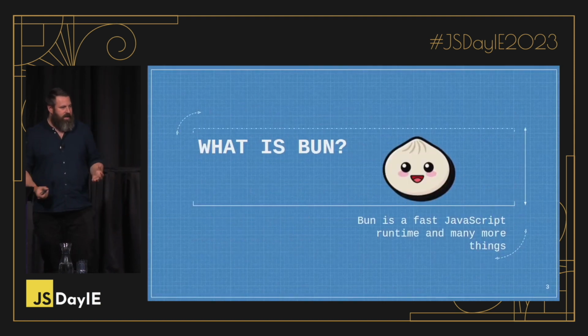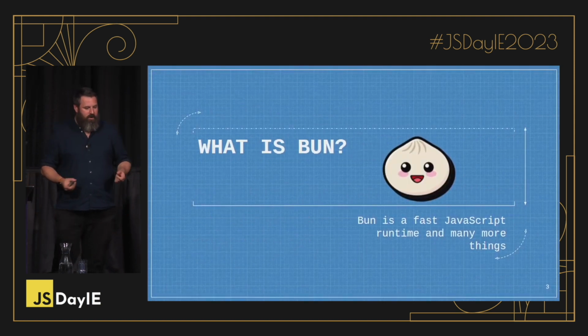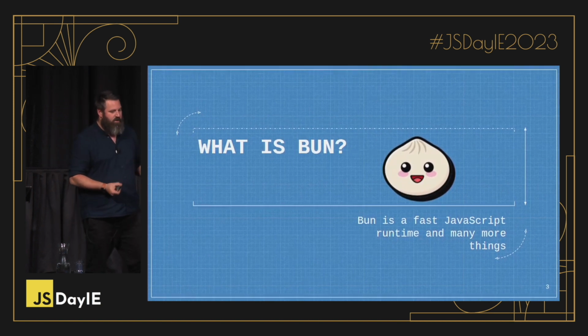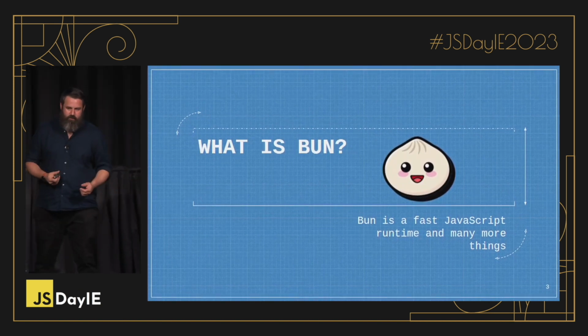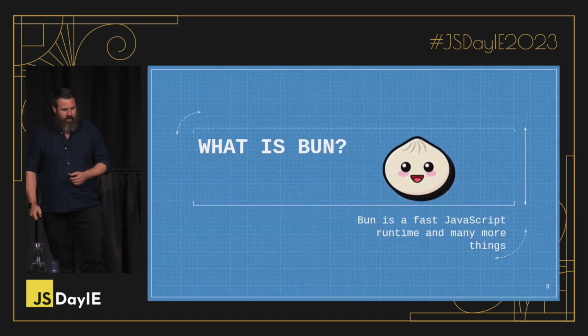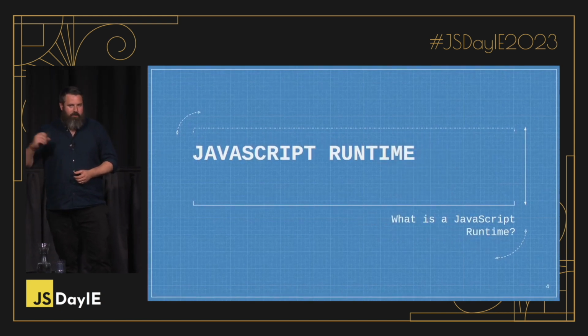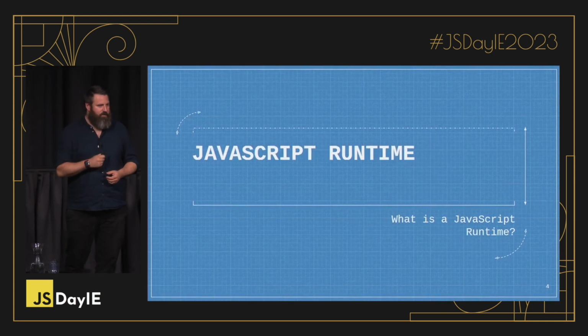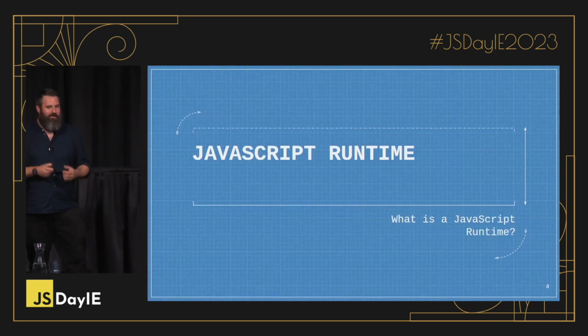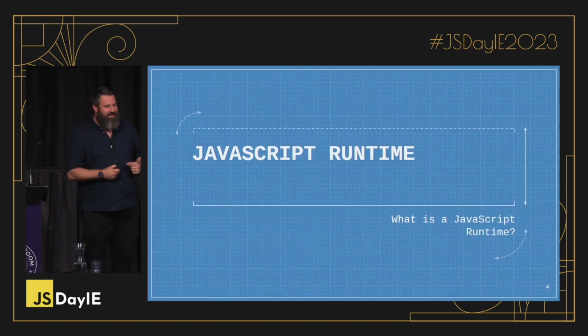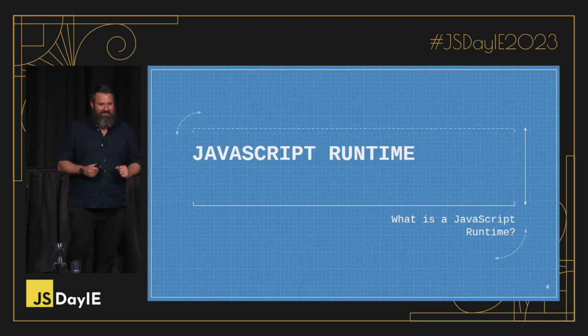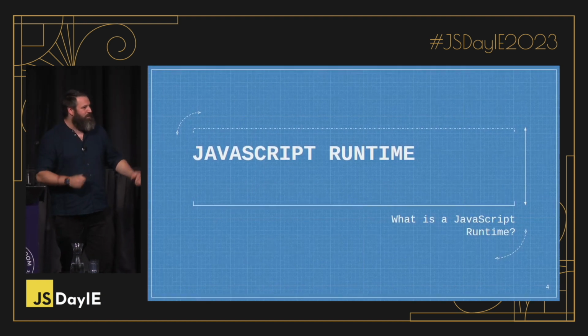So what is BUN? BUN is a fast JavaScript runtime and many more things. Before we can get into BUN, we first need to look at what a JavaScript runtime is. We had a talk recently on JavaScript runtimes. I was kind of worried we were going to be explaining the same things, but hopefully we'll learn some from both of these.